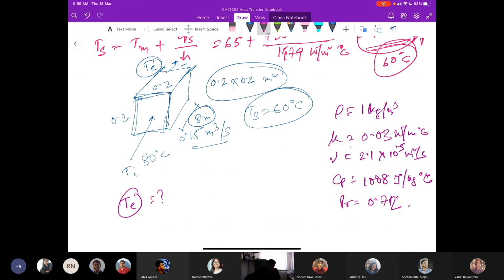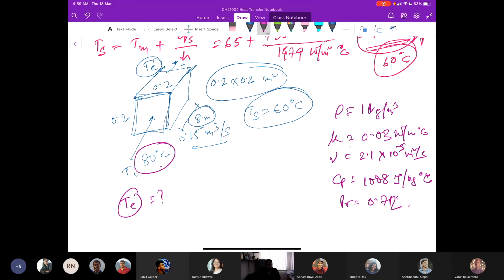Now remember here the air is being cooled. Because you have 80 degree centigrade air and the surface temperature is 60 degree centigrade, which is isothermal. So that means air will be cooled. That means in the Dittus-Boelter equation, the Prandtl number index would be 0.3, not 0.4. Then you calculate the Nusselt number, and you calculate the convective heat transfer coefficient.